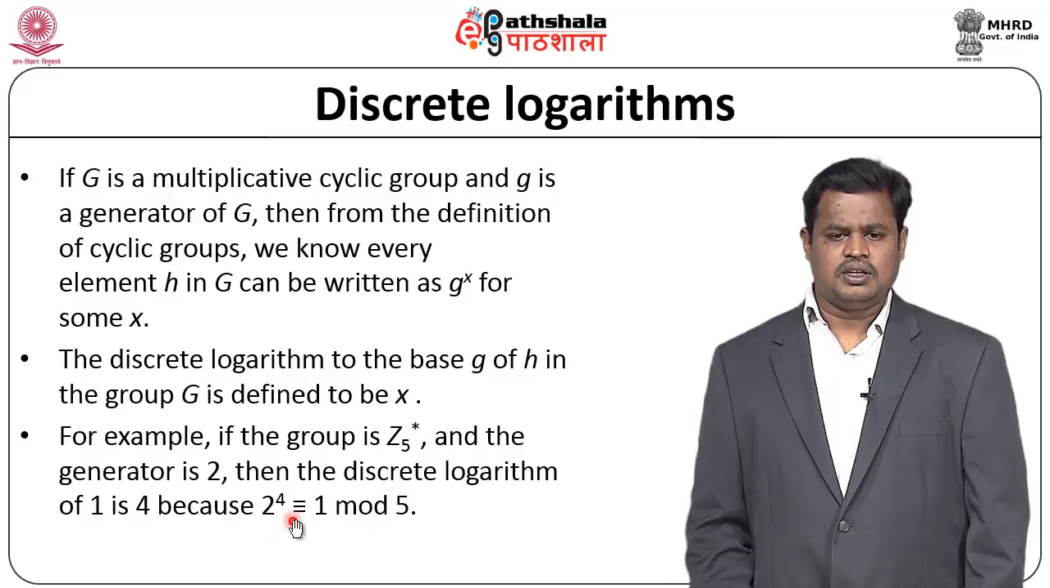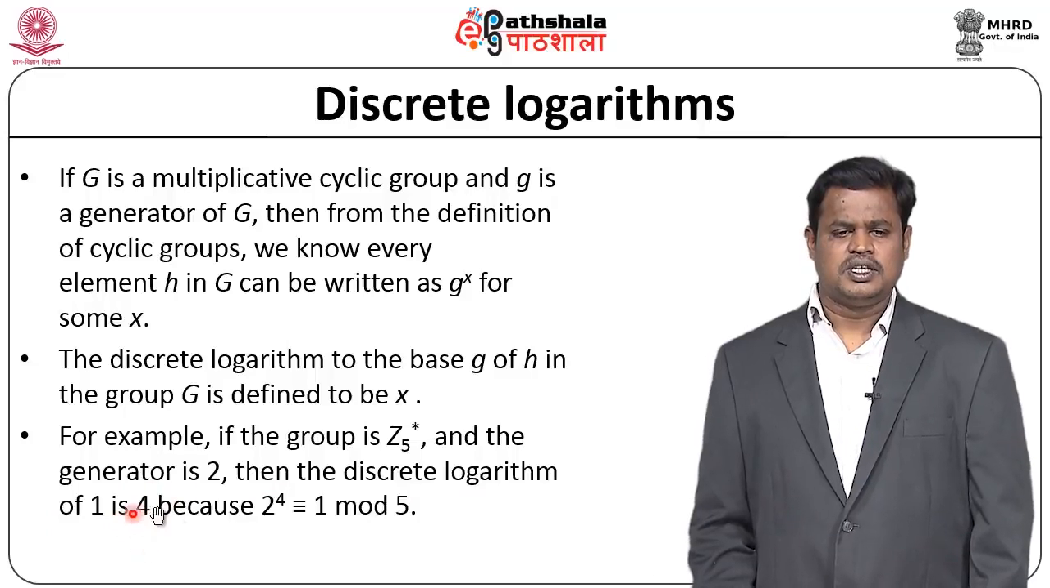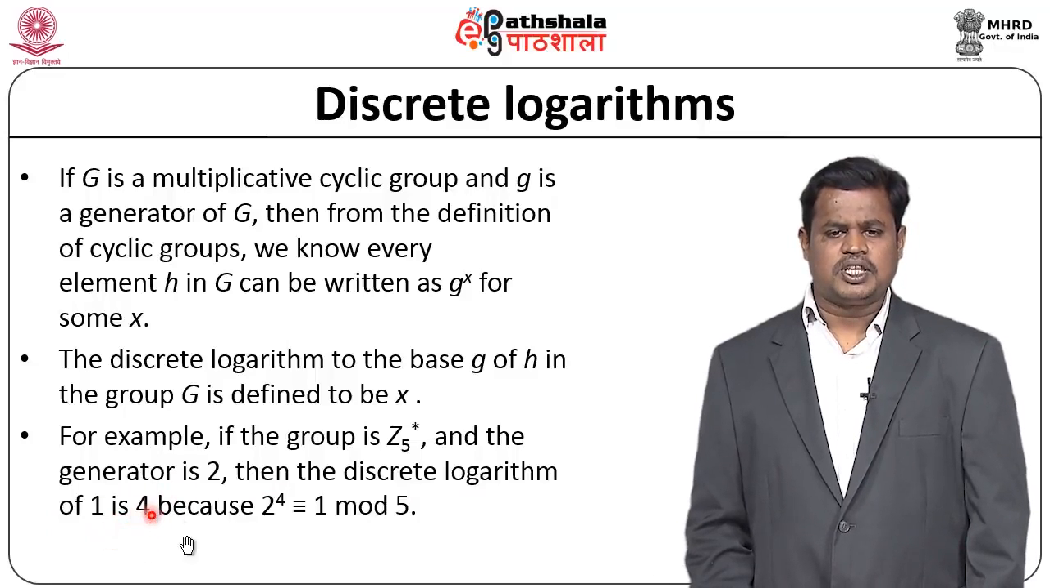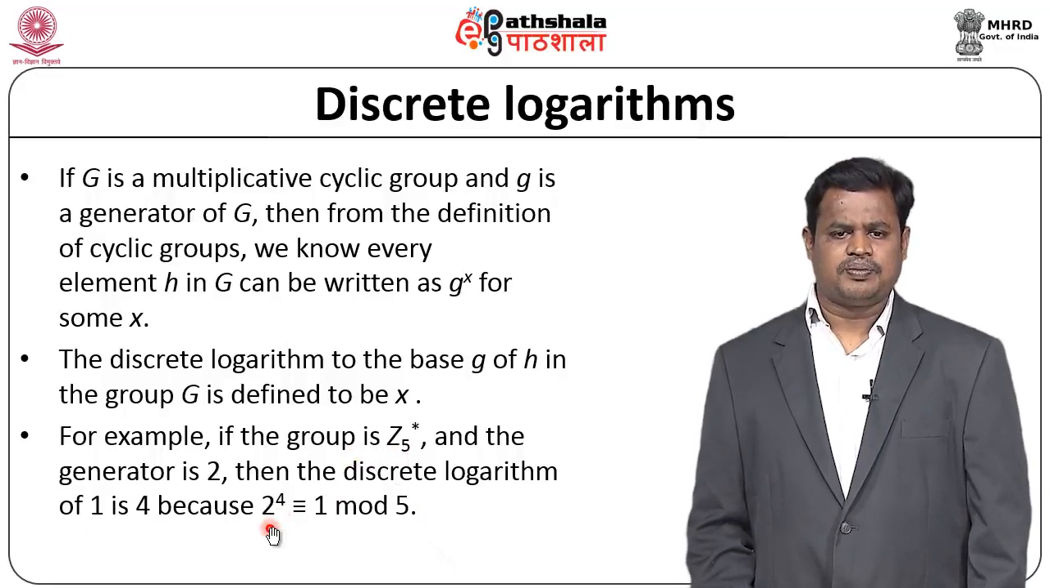So, 2 power 4 is 16, mod 5 is 15, that is the remainder is 1. So, we can say 1, then the discrete logarithm of 1 is 4 with respect to the cyclic group where the generator is G. So, now I can say this is a multiplicative cyclic group where suppose I want to find the discrete logarithm of 1. How can I find it? It is 2 power 4, the 4 is the value which is used to get the discrete logarithm of 1. So, 2 power 4 is congruent to 1 mod phi.